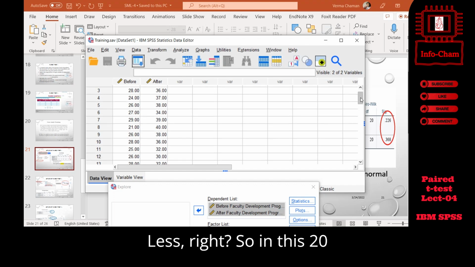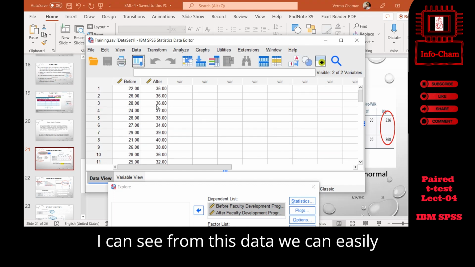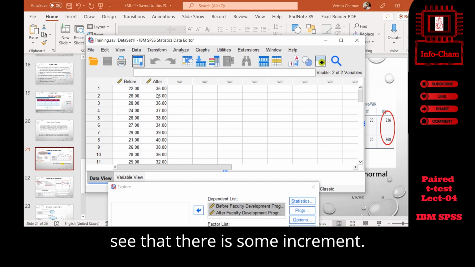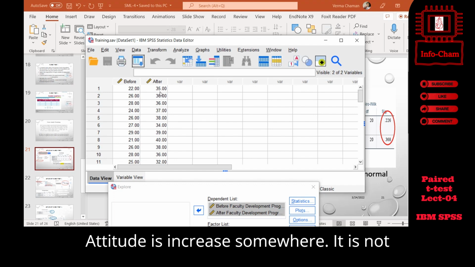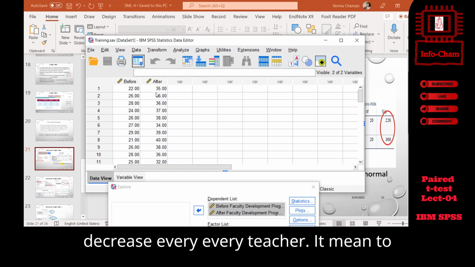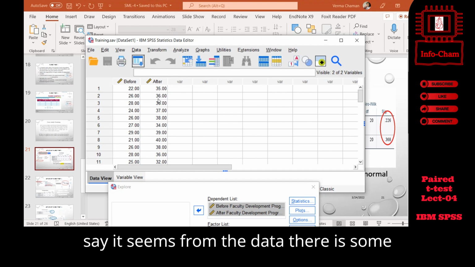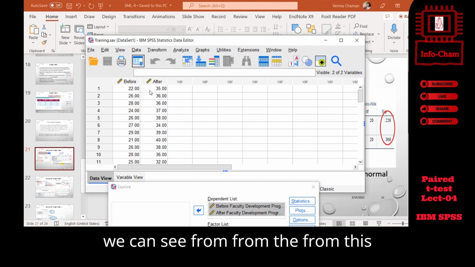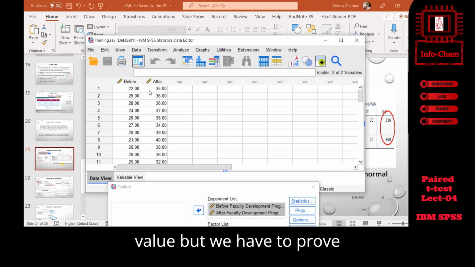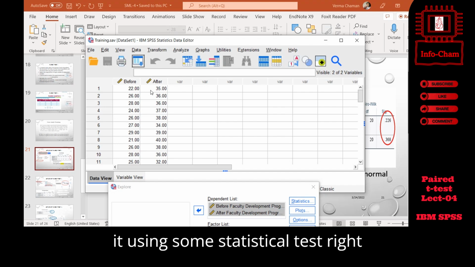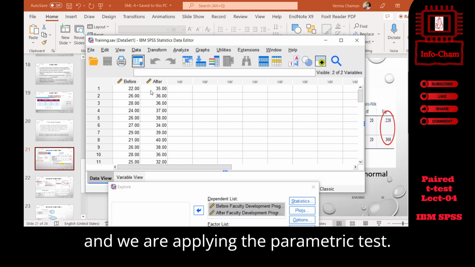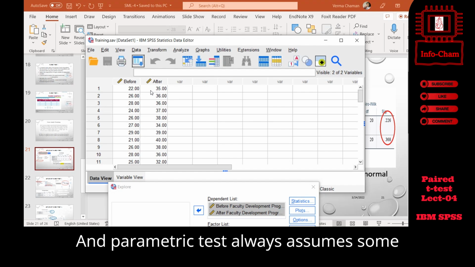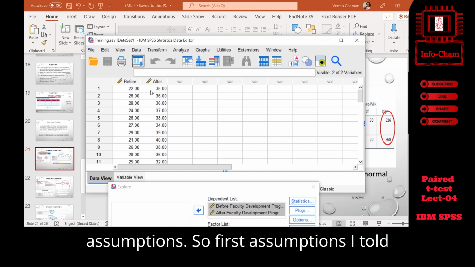So in this group of 20, we can easily see from this data that there is some increment. Attitude has increased; it has not decreased for every teacher. It means it seems from the data there is some impact. There is a difference. We can see it from these values, but we have to prove it using some statistical test, right? And we are applying the parametric test, and a parametric test always assumes some assumptions.